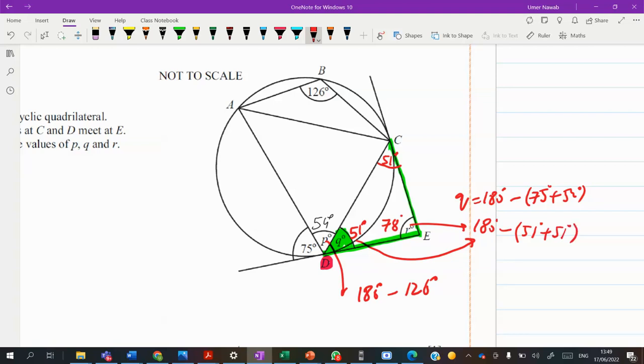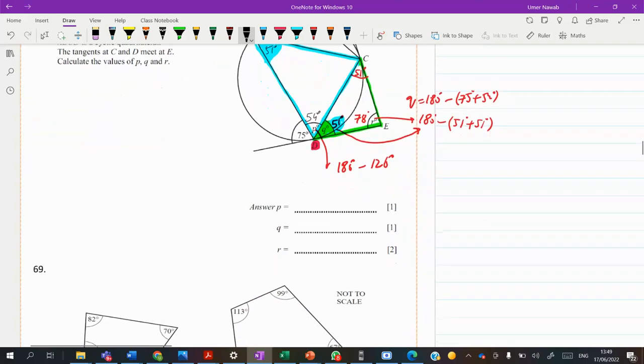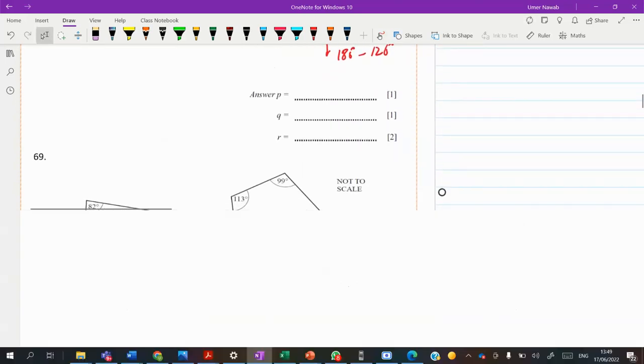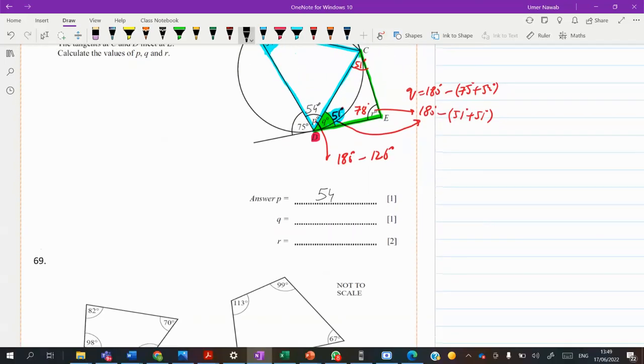Do we need to find any other angle? Guys, alternate segment theorem. If this is the chord making an angle 51, so this angle should also be 51, because this chord is produced back, this angle also needs to be 51. I think all angles are found. So this is 54, this is 51, this is 78.